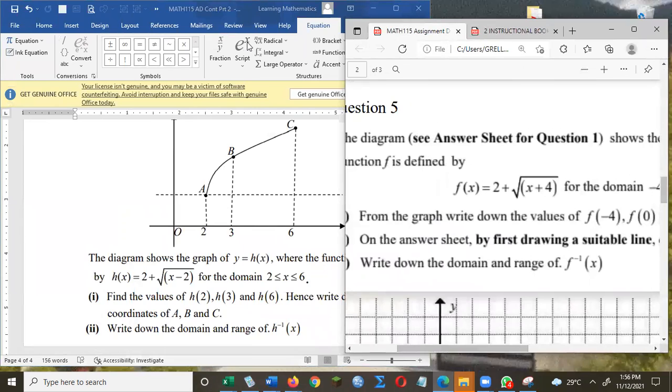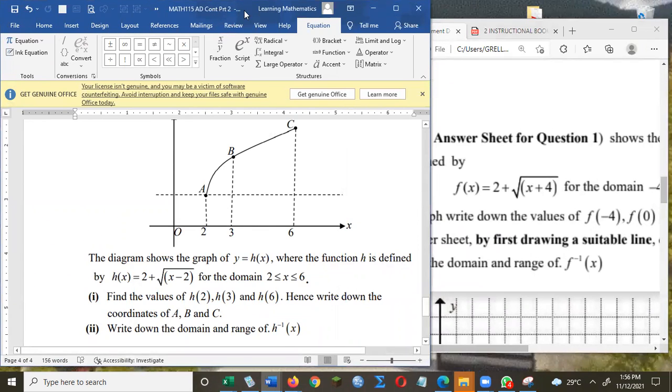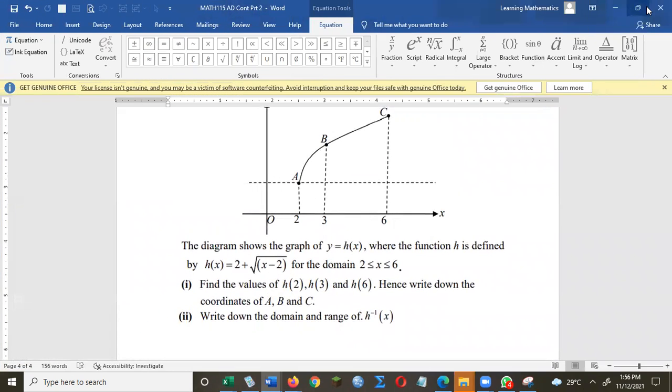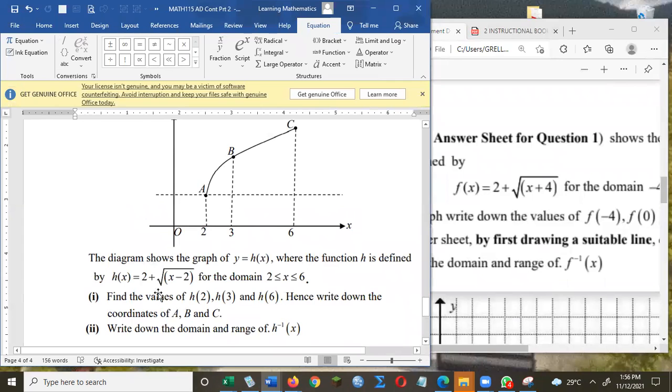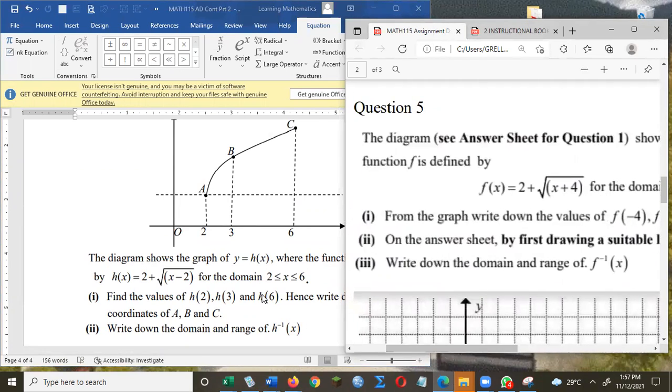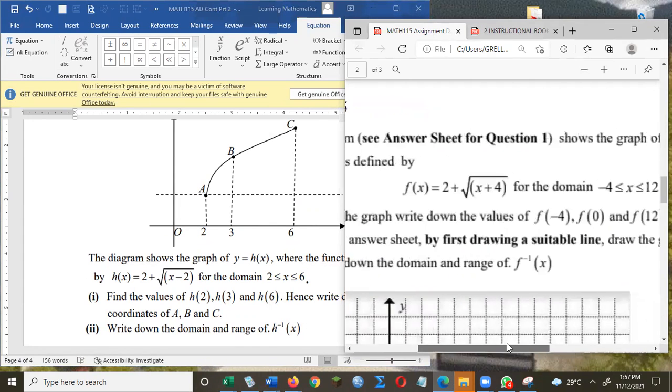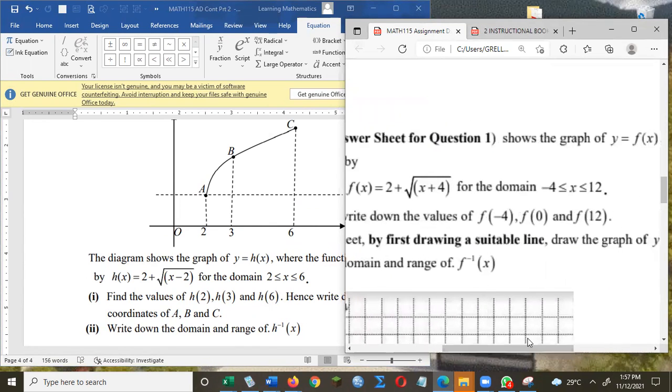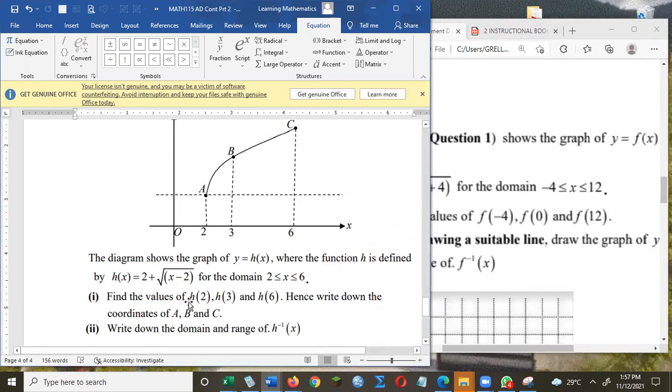Here it is. The diagram shows h of x is equal to 2 plus the square root of x minus 2, sorry, and then the domain. And number 5 says, look at the domain. And part 1 says, find f of negative 4, f of 0, f of 12. Part 1 of our example says, find h of 2, h of 3, h of 6. Okay.